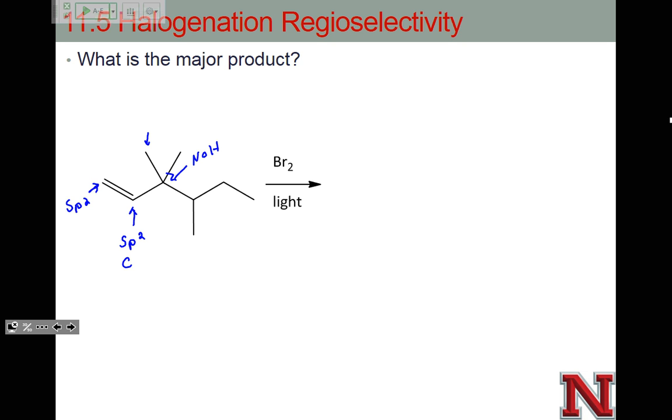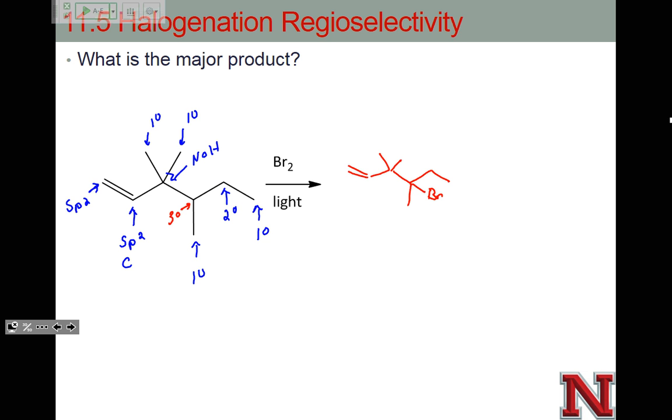And then we have primary. We'll form a primary radical if we have a hydrogen abstraction in these places. We have secondary. And then, of course, we have one tertiary position, so that's where our bromination will occur. And again, at this point, we haven't talked about our stereochemistry.